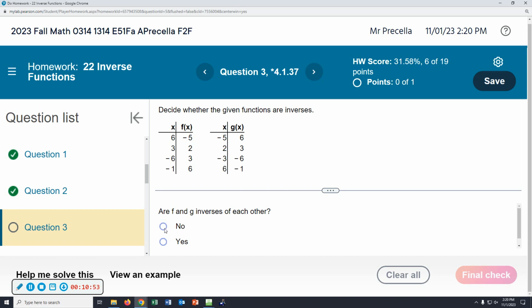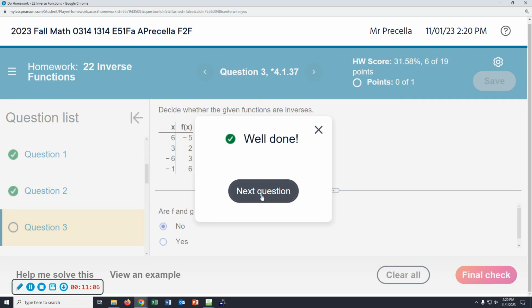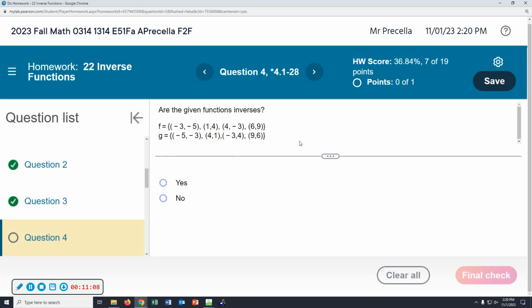They put that negative there, so no, these are not inverses. This is a little tricky, okay? Why is it no? Because they changed the sign on that 3. That 3 should have been a positive 3, negative 6. Okay? Now here they're written as ordered pairs. Are they inverses? Let's check. Negative 3, negative 5. Reverse it. Negative 5, negative 3. What about this ordered pair? Is that okay?